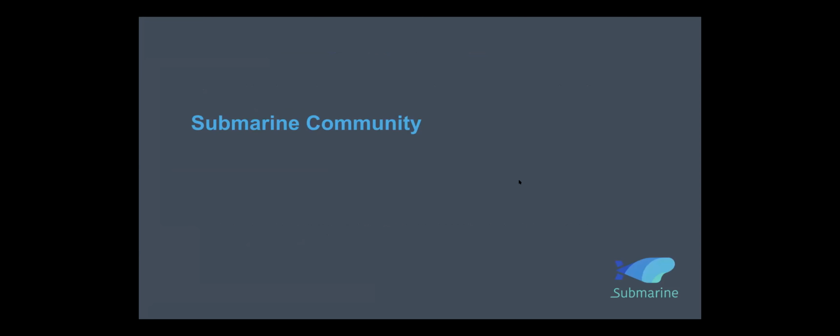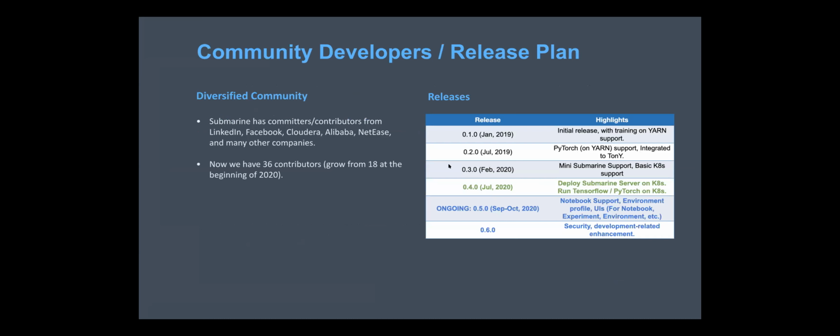Regarding the Submarine community, it is a pretty diversified community and it is growing fast. We have committers and contributors from LinkedIn, Facebook, Cloudera, Alibaba, NetEase, and many other companies. We also have lots of researchers from universities interested in contributing ideas and code to the project. Now we have 36 contributors, which grew from 18 at the beginning of the year. So it is still a pretty early phase of the project.